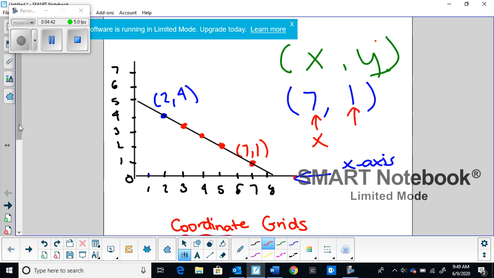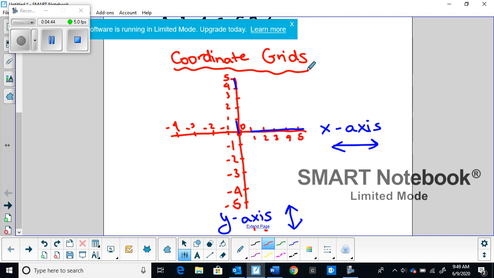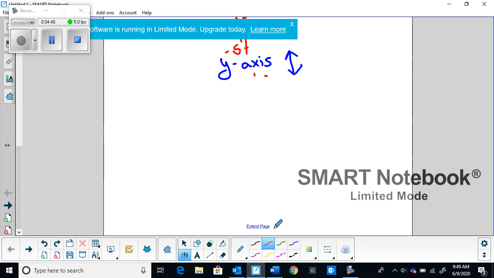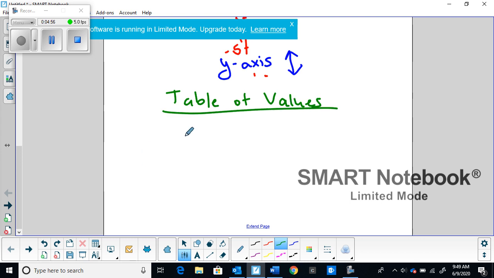That's just graphing. So now let's go down to our coordinate grid, and let's do something based off of a table of values. A table of values gives you all those points, multiple at the same time. It's going to give you the x, it's going to give you the y, and then it's going to give you a bunch, and ideally they should end up making a line for you.